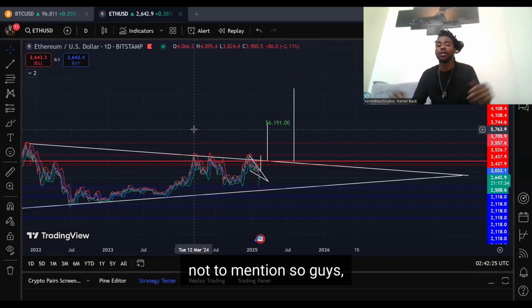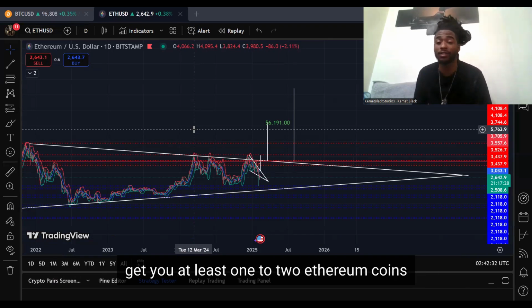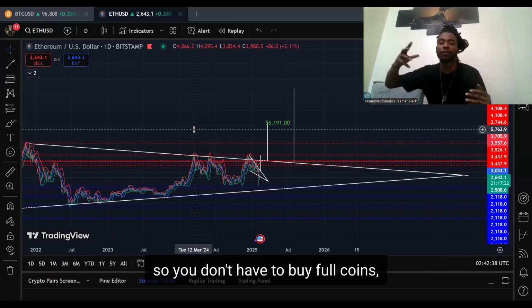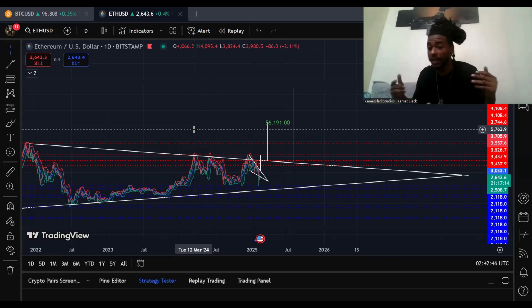So guys, Bitcoin, Ethereum, Casper, be buying right now. 50,000 to 100,000 Casper gets you at least 1 to 2 Ethereum coins. Many people don't have a lot of money, guys, so you don't have to buy full coins. Be buying in dollar cost averaging, little at a time. You want to be buying little at a time on these dips. When it's in the red, think of it like a fire sale.